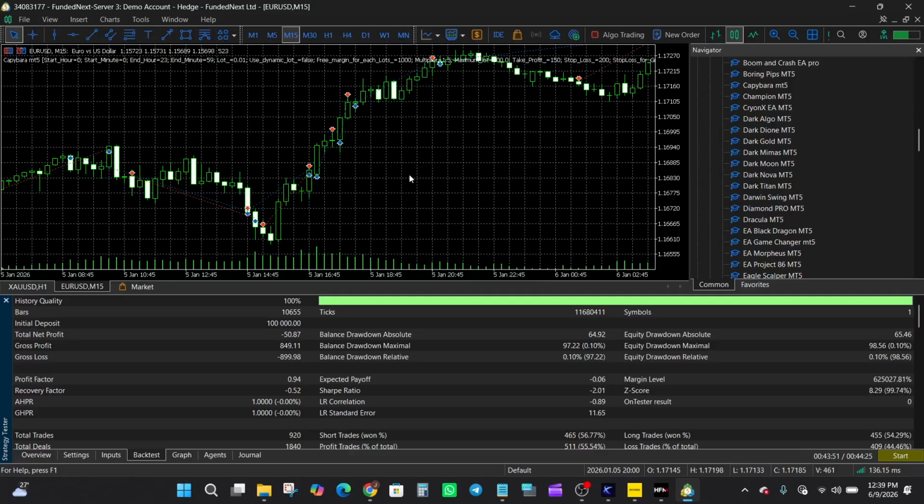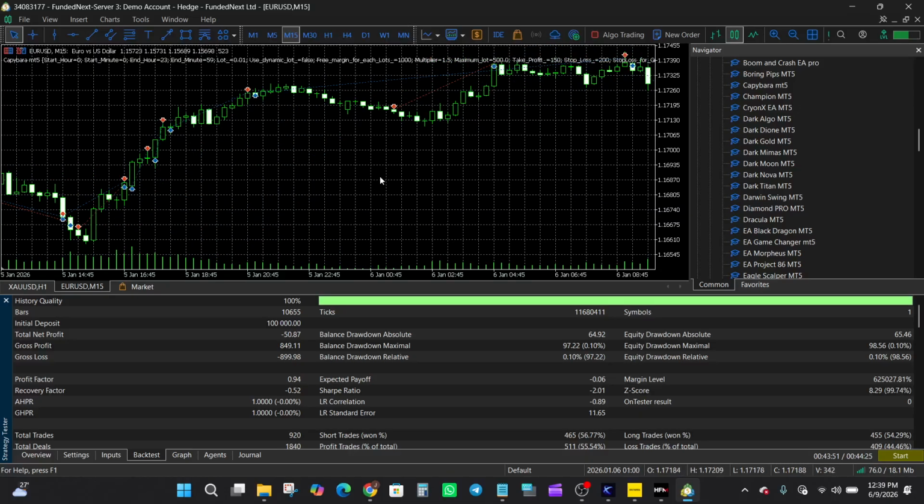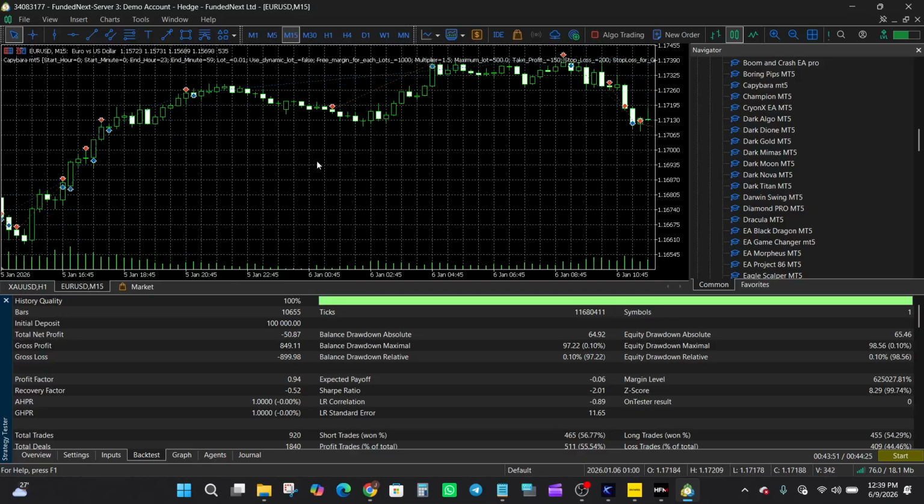So to wrap it up, Capybara EA presents itself as a structured trend following system with built-in grid management and configurable risk settings. All right, so it offers a clear rule-based approach, but like any grid-based system, proper testing is essential to understand how it performs across different market phases.